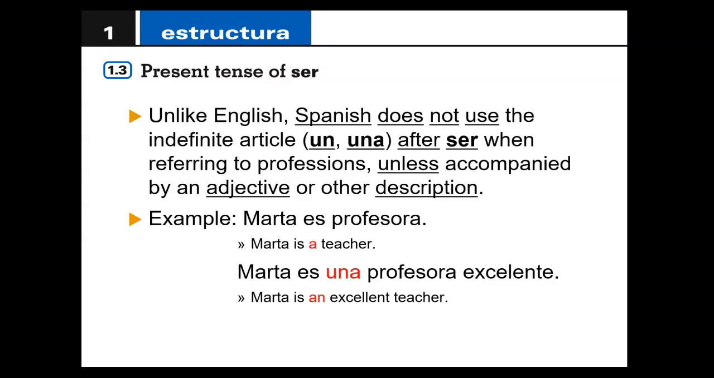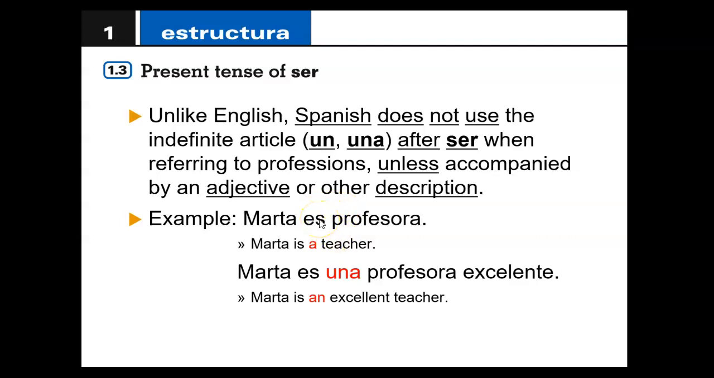So it says, unlike English, Spanish does not use the indefinite article un or una after ser when referring to professions unless accompanied by an adjective or other description. So we saw that in the previous slide, but this is a clearer example. So it says, Marta es profesora. So in English, that would translate to Marta is a teacher. But notice that a is missing in this Spanish sentence.